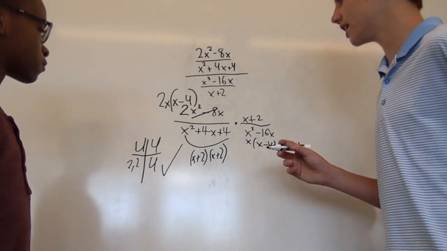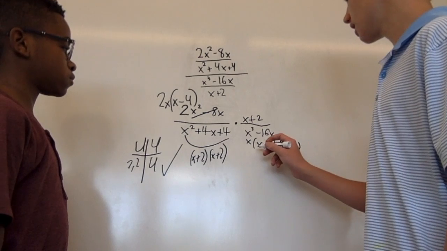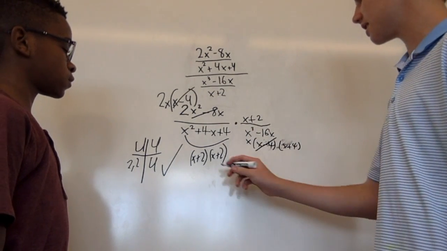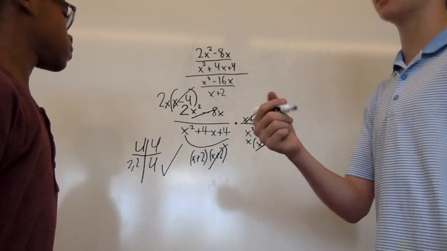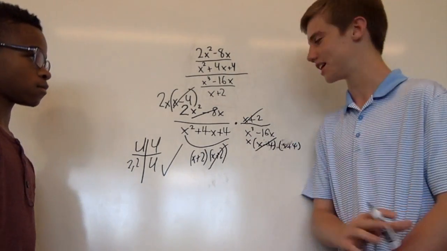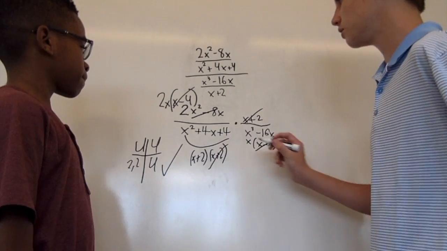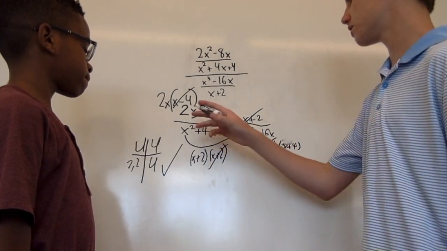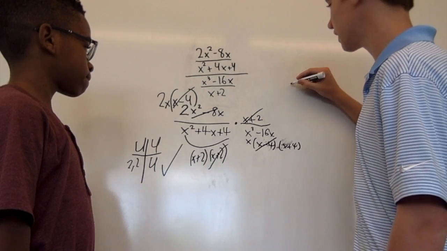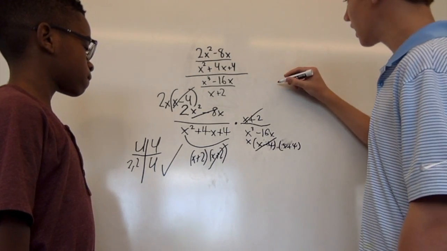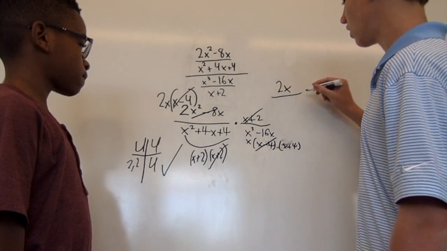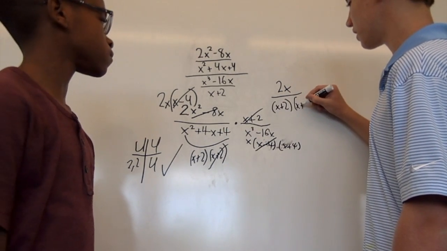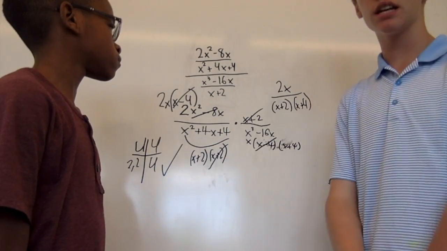So now that we have that, it's very simple. You are just crossing out stuff that's the same, I guess you could say. So we cross out the like terms x plus 2, and then you don't have any more x plus 4, x plus 2. You can't cross out any more like terms. So the final answer is going to be 2x over x plus 2, x plus 4. And yeah, that is the final answer.